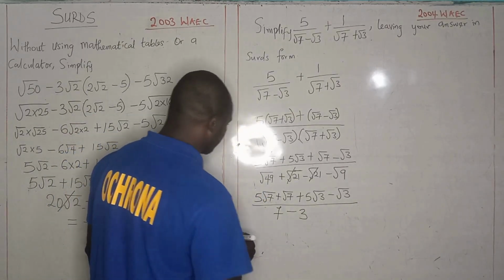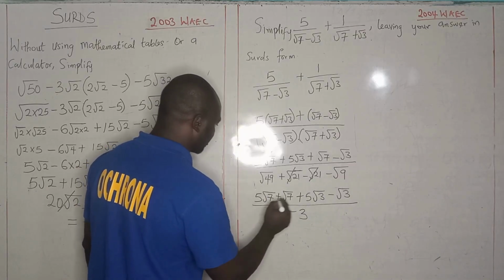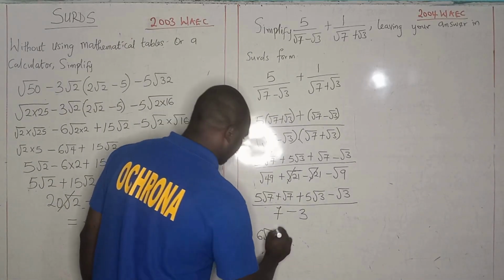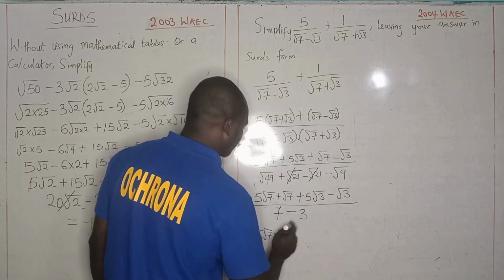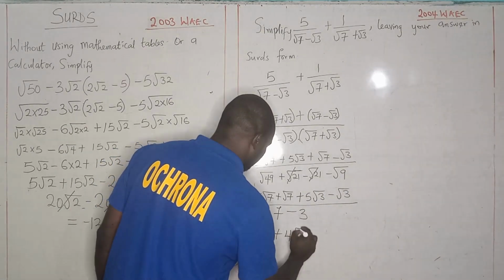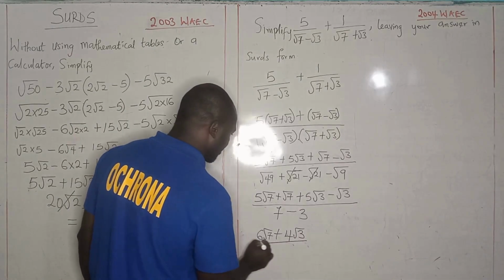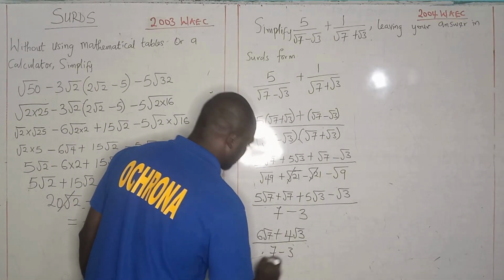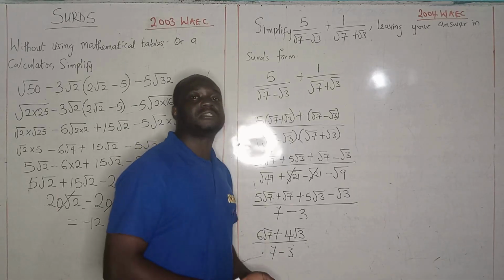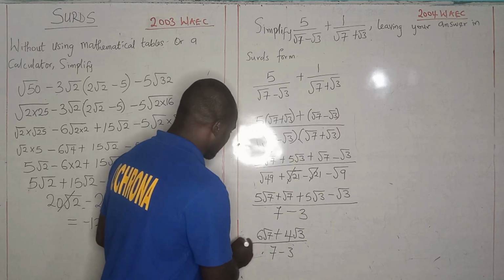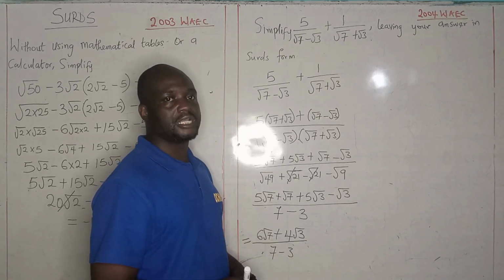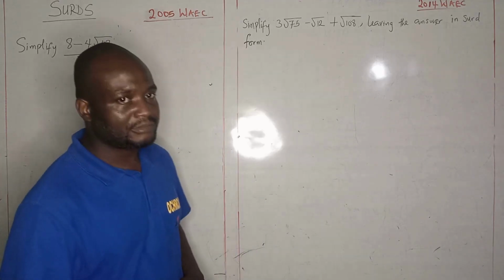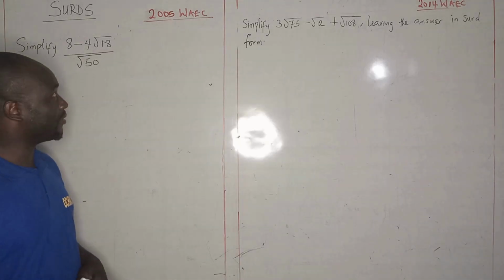Now final simplification. 5 root 7 plus root 7 will give us 6 root 7, plus 5 root 3 minus root 3 will give us 4 root 3, over 7 minus 3. And that's the final answer for the question on Surds in the year 2004. Alright, also in 2005 we have a Surds question.